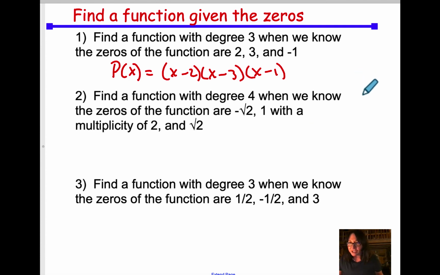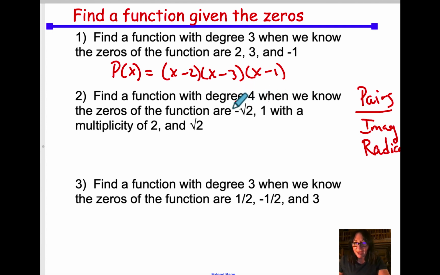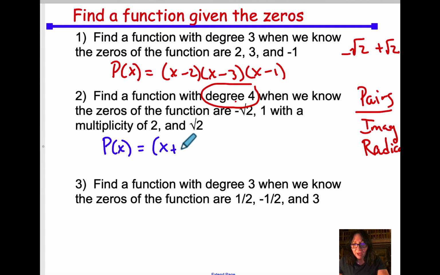Now, the other thing is that not only do complex numbers come in pairs, imaginary numbers come in pairs, but so do radicals. That means that if I have a negative root 2, it's also going to come in a pair with a positive root 2. So I have a degree 4 function, and we know the zeros are negative root 2. So let's make our polynomial. We have x plus root 2, which also means I have x minus root 2.